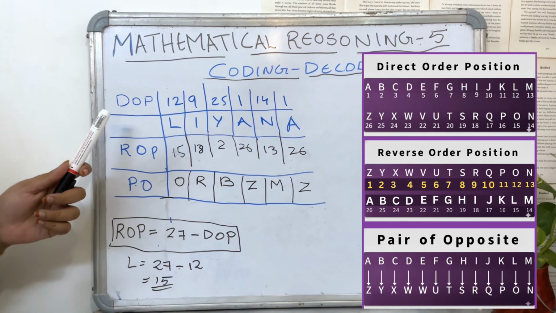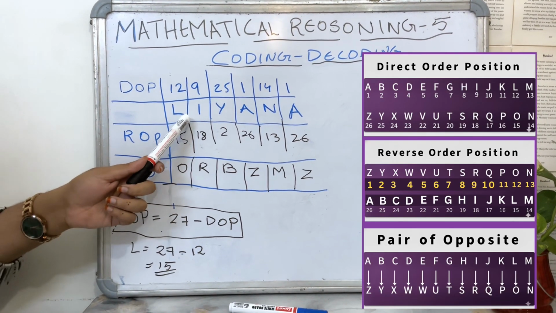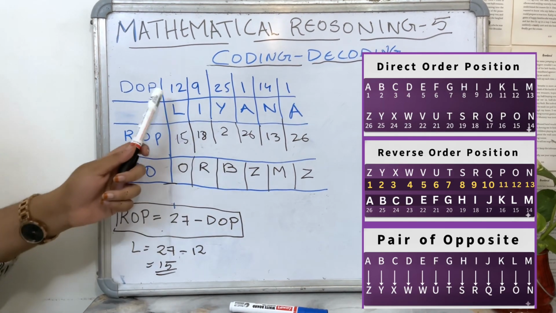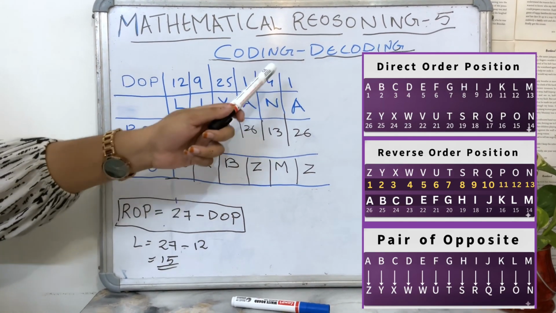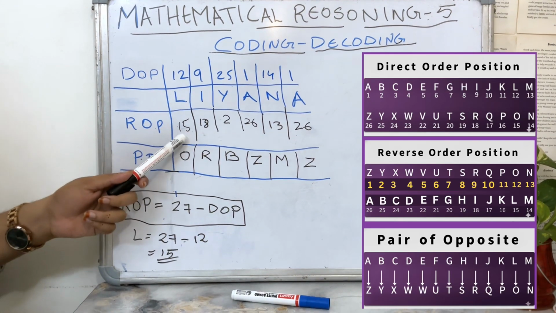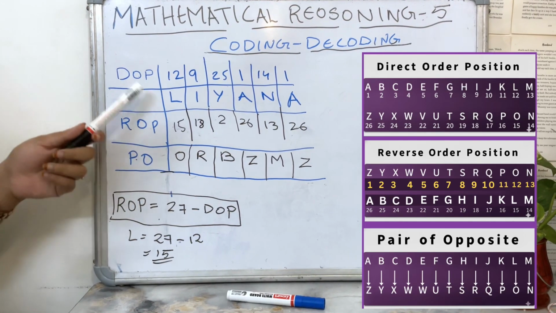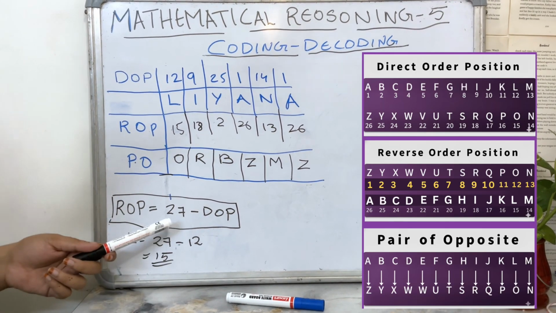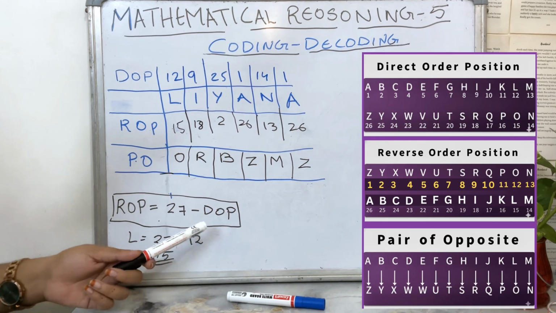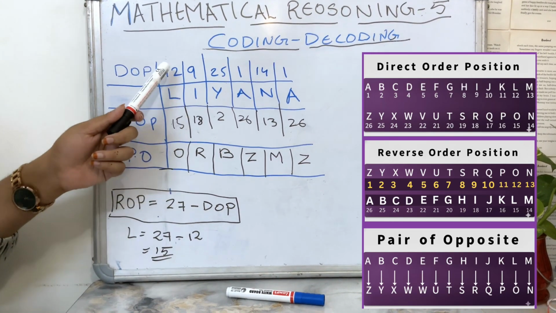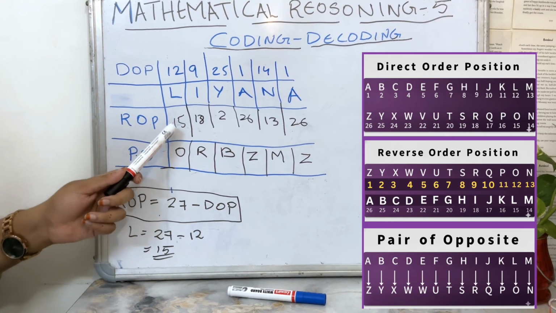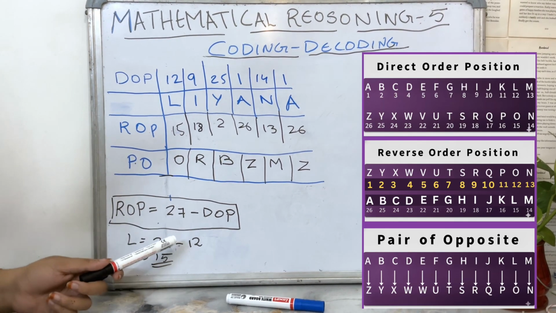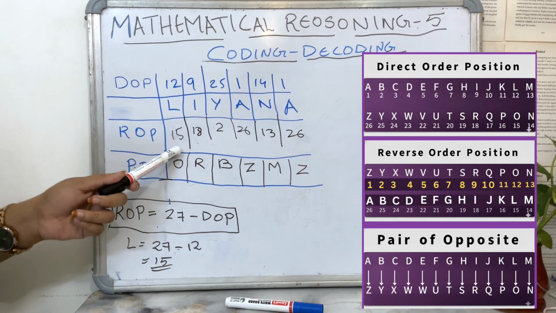Let's look at a practical example. It is given Liana. The direct order position for Liana as per the chart is 12, 9, 25, 1, 14, 1. Now the reverse order. There is another formula for finding reverse order: 27 minus direct order position. Here the direct order position is 12, and if you want to find the reverse order, you can just do 27 minus 12. That will be 15. So the reverse order position is 15.